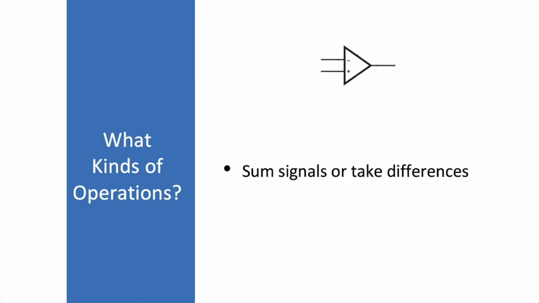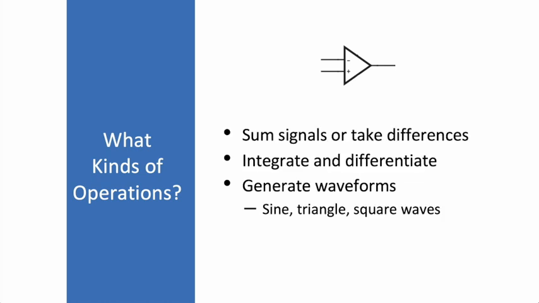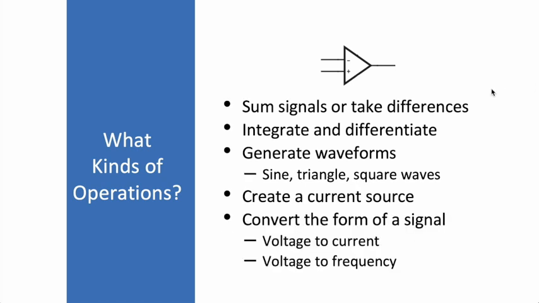We can take sums and differences of different signals. We can integrate and differentiate. We can generate waveforms such as sine, triangle, square waves. We can also create a current source, and we can convert the forms of signals, change them around, for example, changing a voltage signal to a current signal, a voltage signal to a frequency signal, and vice versa.